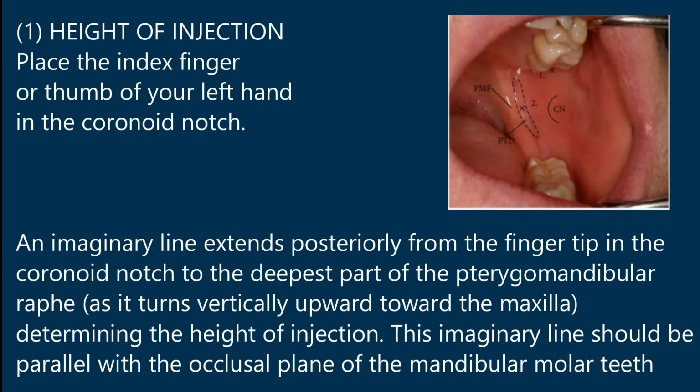1. Height of injection. Place the index finger or thumb of your left hand in the coronoid notch. An imaginary line extends posteriorly from the fingertip and the coronoid notch to the deepest part of the pterygomandibular raphe as it turns vertically upward toward the maxilla, determining the height of injection. This imaginary line should be parallel with the occlusal plane of the mandibular molar teeth.